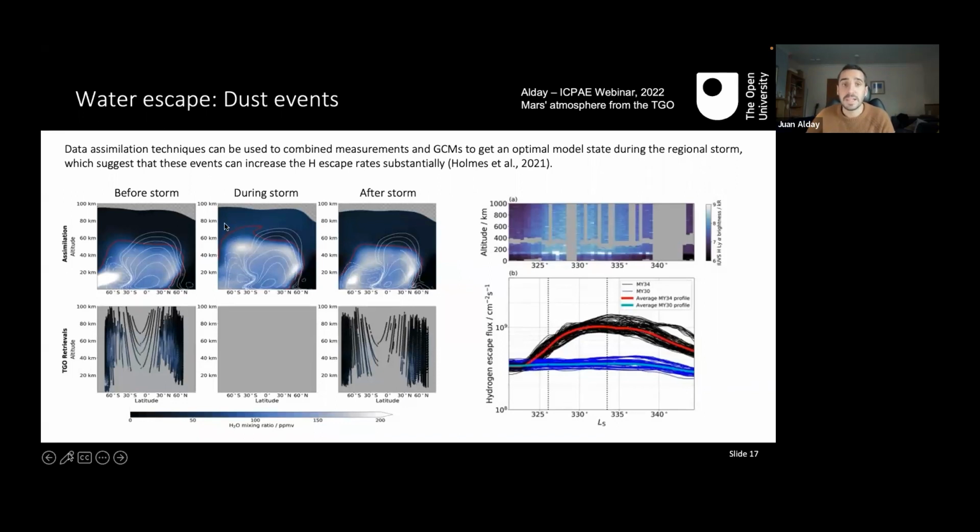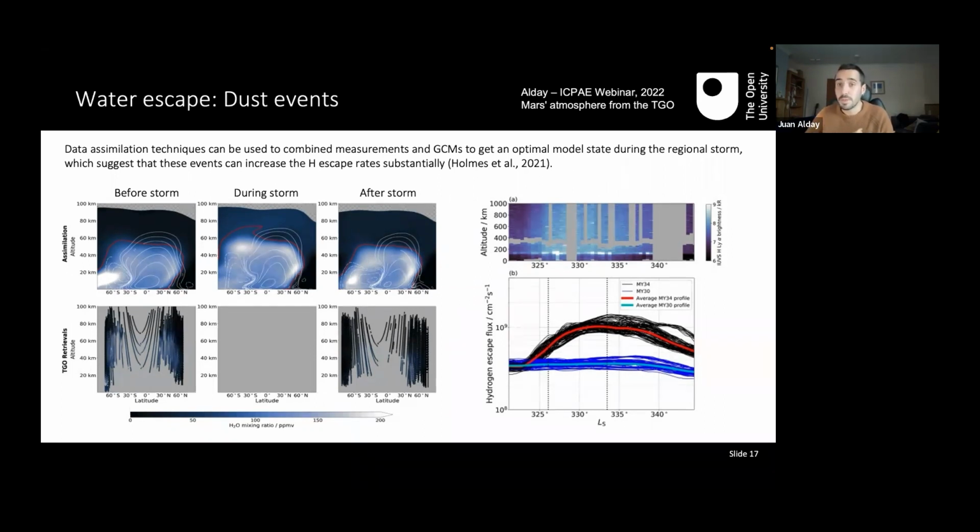And also what they did is to take these assimilation reanalysis outputs and couple them with a 1D photochemical model that estimates the escape rates of atomic hydrogen from the atmosphere. And that is what you can see here in these black lines, in which the average is shown as the red line.